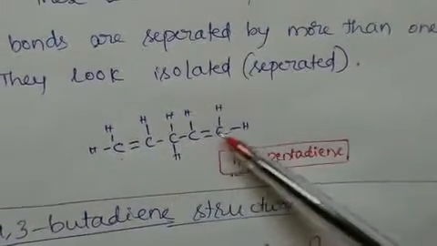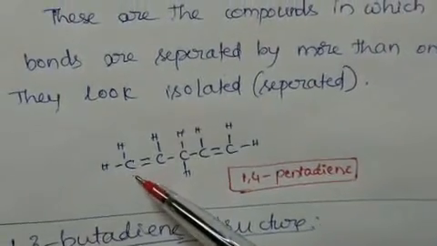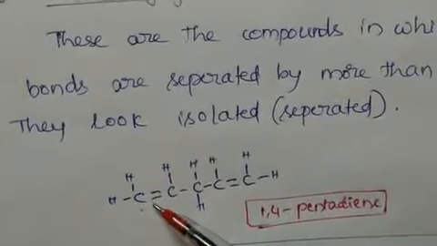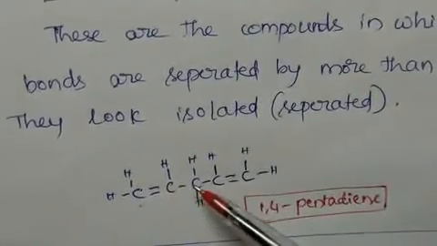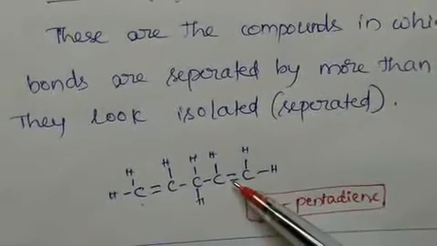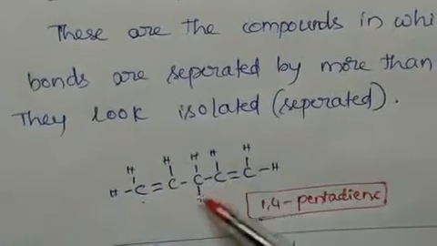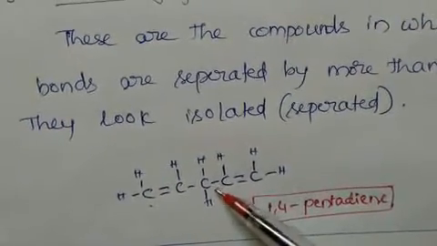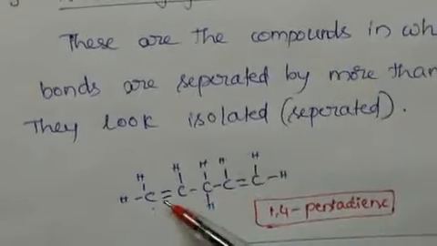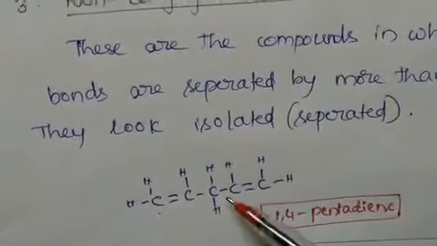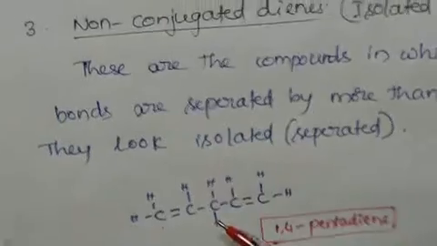See this molecule, how many carbons does it have? 1, 2, 3, 4, 5. So 5 carbons. In the 5 carbons, see the arrangement of the double bonds. The double bonds are present at the first carbon and the 4th carbon. See the separation. But they are separated by 2 single bonds, more than one single bond. So it is isolated. The 2 double bonds are separated by more than one single bond. That's why they are called non-conjugated dienes.